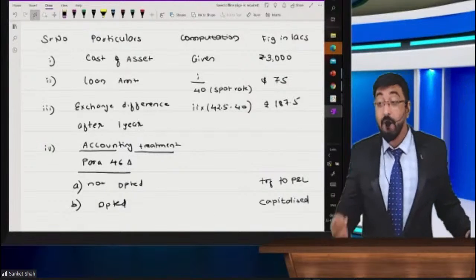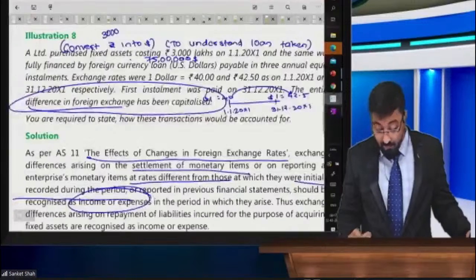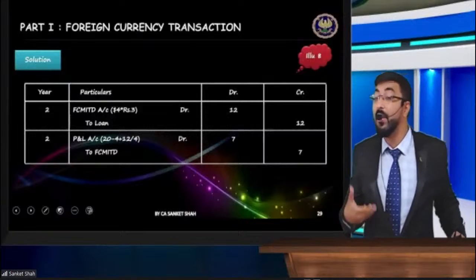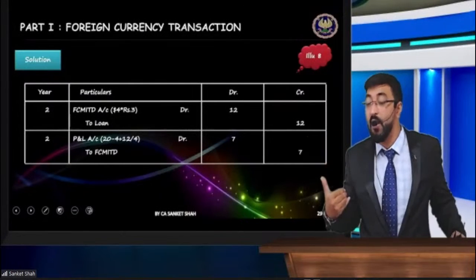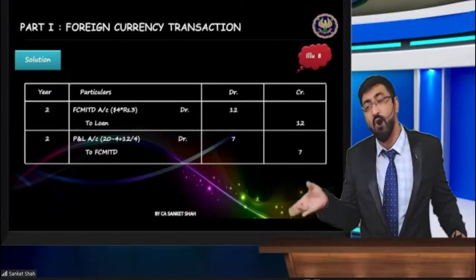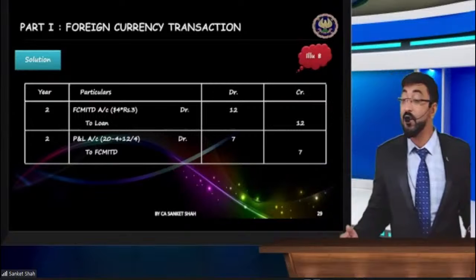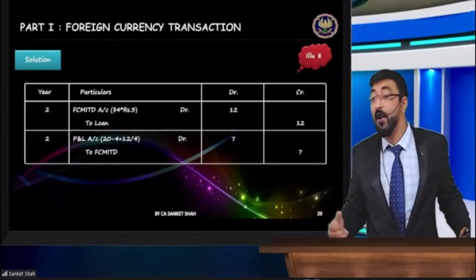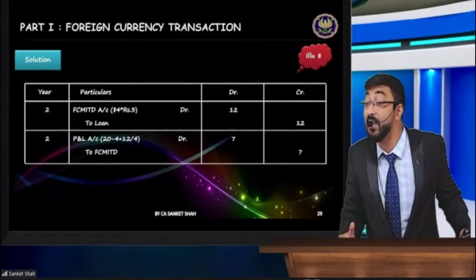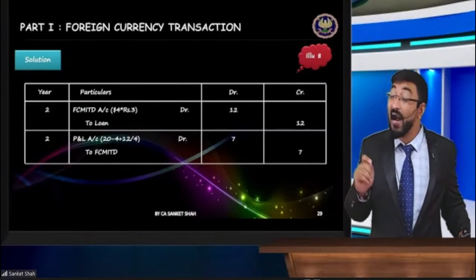Lalita, if it is other than a fixed asset, it has to be adjusted in the FCMITD account. I already explained the FCMITD account to you. If it is other than a depreciable asset, for example, suppose I have taken a long-term loan for land purchase or for my business purpose, and I incur an exchange loss or profit, I am not going to adjust it in the profit and loss account, but I will adjust it in the FCMITD account: Foreign Currency Monetary Item Translation Difference.